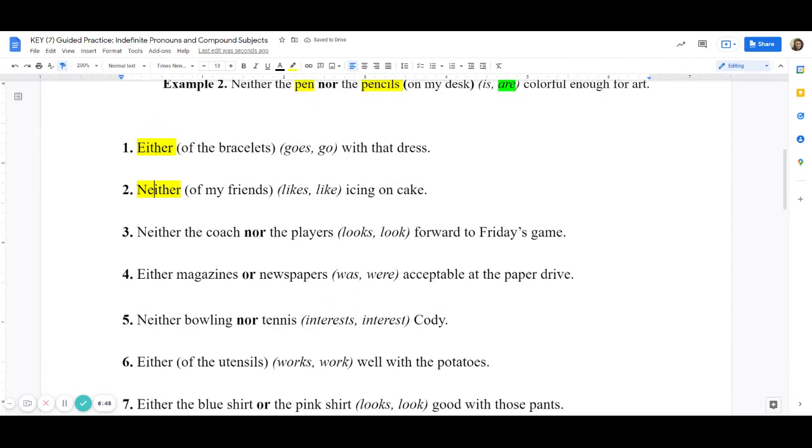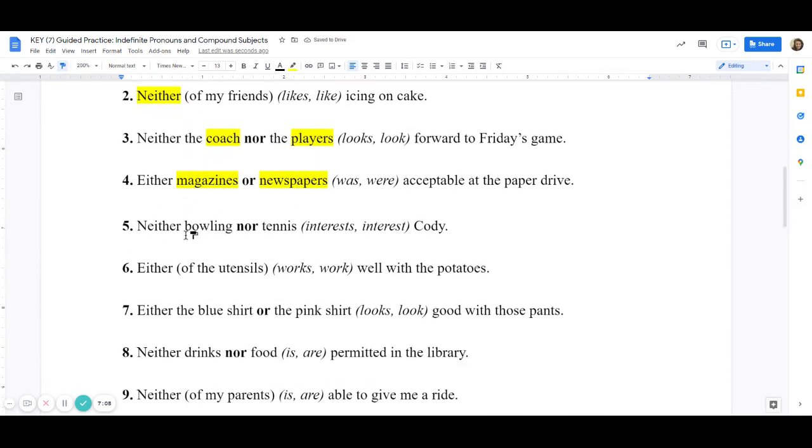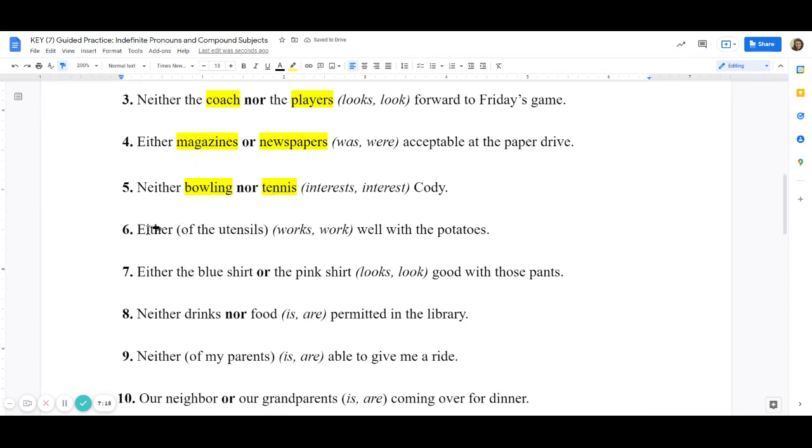3, 4, and 5, however, all have nor or. When that's the case, there are still 2 subjects. We just label one of them. So our subjects are coach and players. Notice I didn't add the. We just want the simple subject or simple noun. Number 4, what are our 2 subjects? Magazines, newspapers. Number 5, bowling, tennis. Number 6, either is all by itself, which means either is our subject.